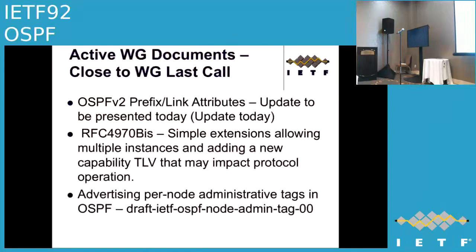I think all these are close to working group last call. The first two are enabling drafts. That's why they're important, there are a lot of drafts depending on this one. Prefix link attributes. This is the OSPFv2 version. By enabling, this allows us to extend OSPF on and on, you know, by adding TLVs. The only bad thing is you have separate LSAs for the extensions from the base LSAs. So you always get the chicken and egg problem.